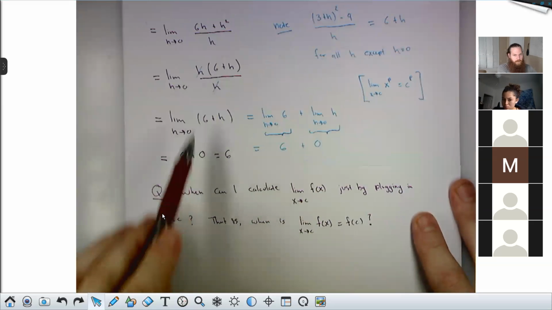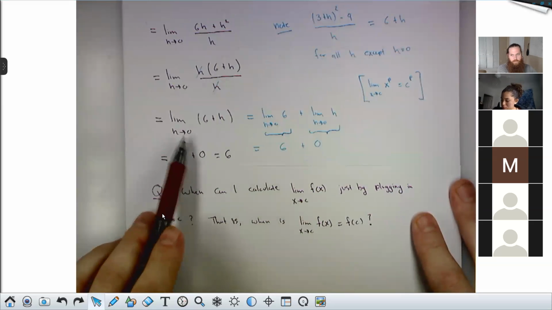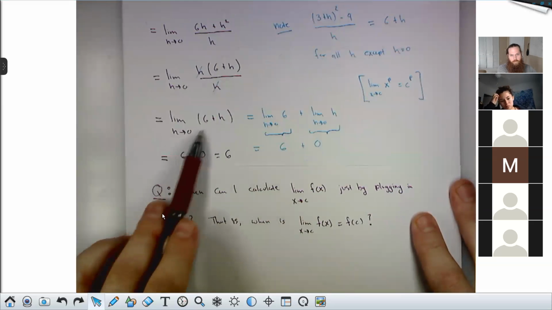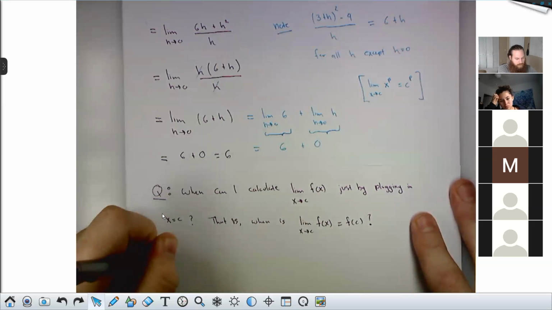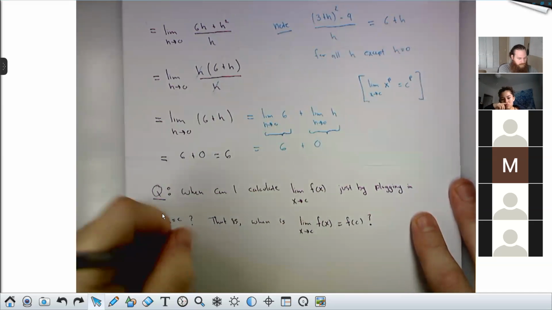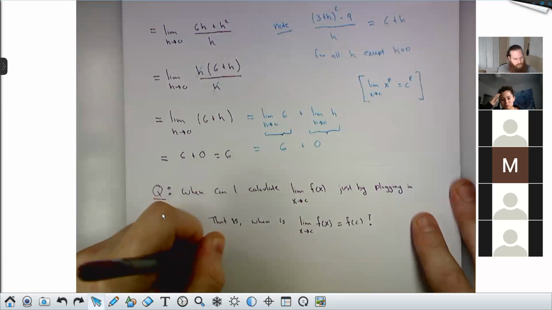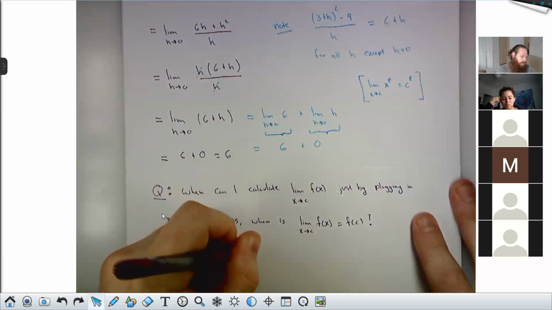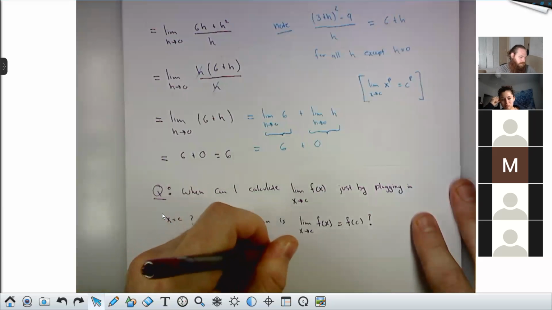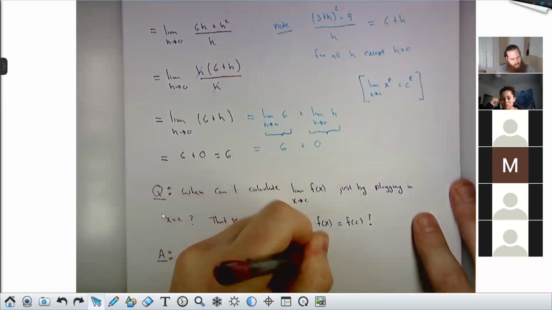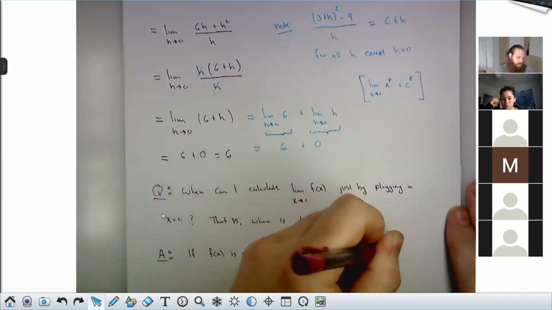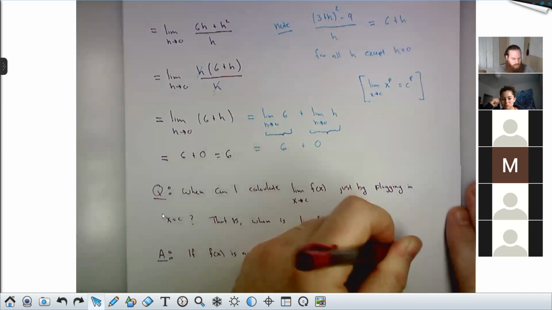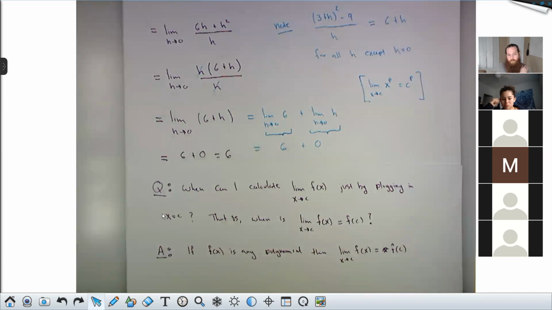Because that's what we're doing to go from here to here. I'm just plugging in the limit, right? I'm just plugging 0 in for my variable. An answer, and it's not a complete answer, but it's a good enough answer for us: if f of x is any polynomial, then the limit as x goes to c of f of x is equal to f of c. This is really a consequence of the limit laws.